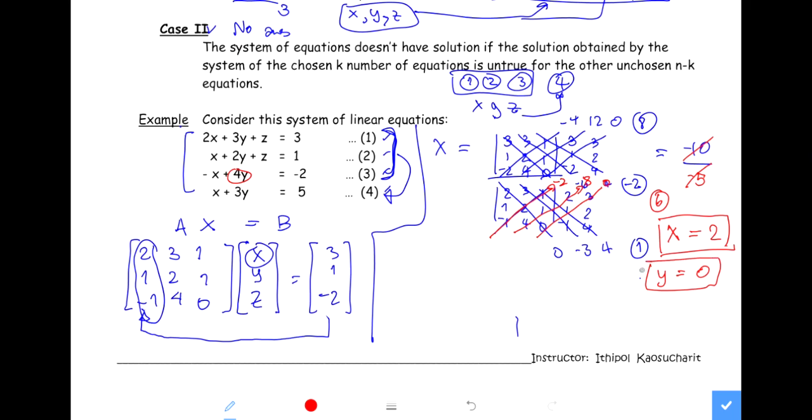Okay, so I go back to equation 2. Okay, equation 2. This is equation number 2.